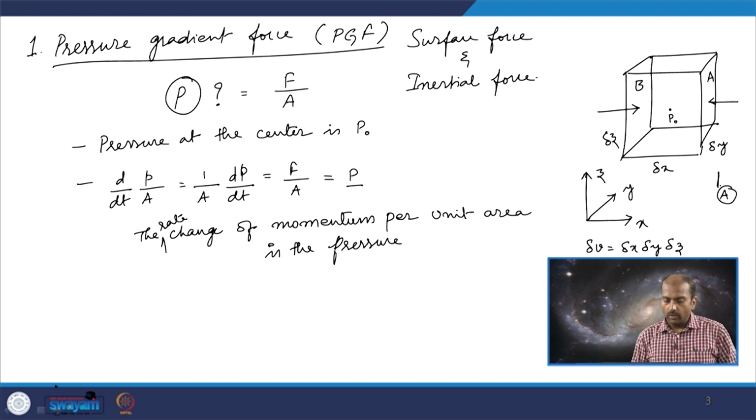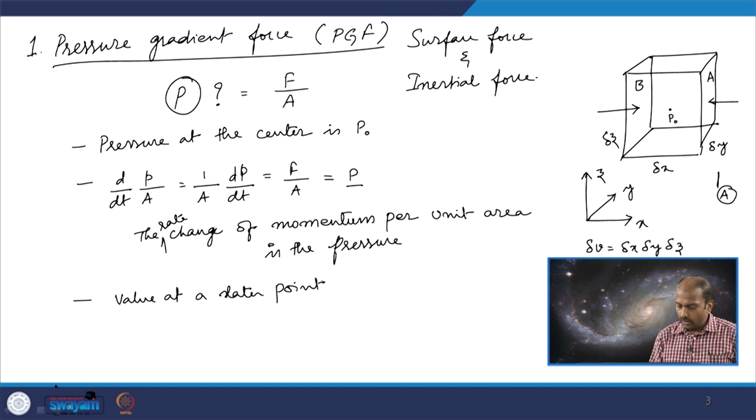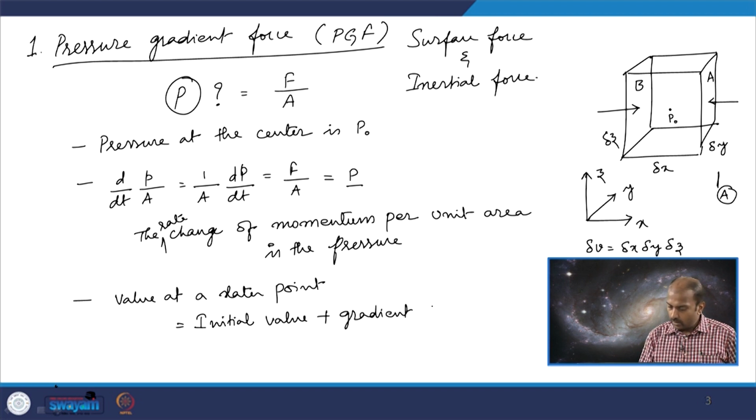Generally, let us say the simple idea, if you know the changes, differentials, the value at a subsequent point, at a later point, is in terms of, I am just writing the relation for your understanding. The value at a later point is equal to the initial value at the beginning plus gradient times the change. Okay, so this is the basic idea.